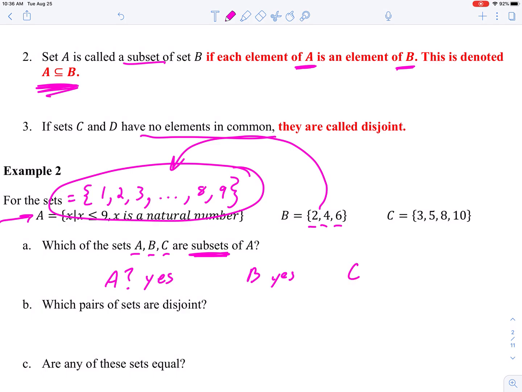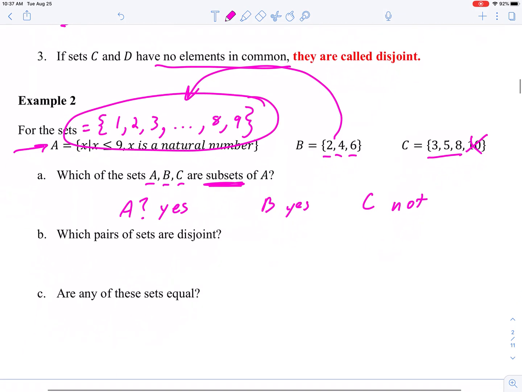What about set C? Well, 3, 5, and 8 are in A, but 10 is not, right? So C is not a subset of A. Okay?